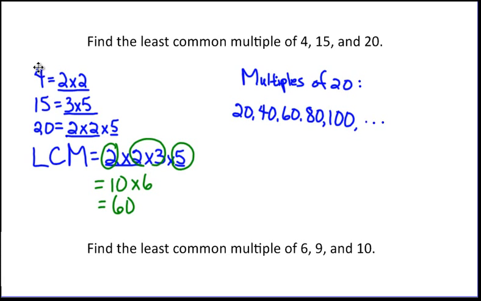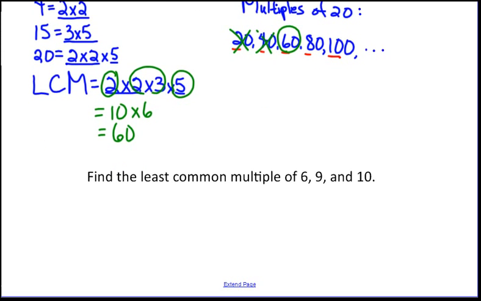I need a number that 4 will go into, and 4, as a matter of fact, goes into all of these numbers. I also need a number that 15 will go into evenly. 15 does not go into 20 evenly. It does not go into 40 evenly, but it does go into 60. So I have chosen 60 as the least or the smallest number that is divisible by 4, 15, and 20, and that is the same number as I got with the other method.